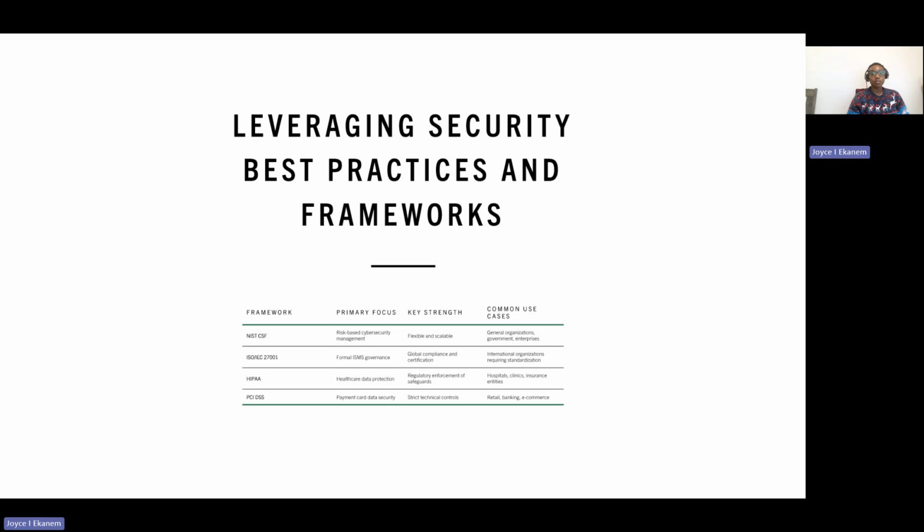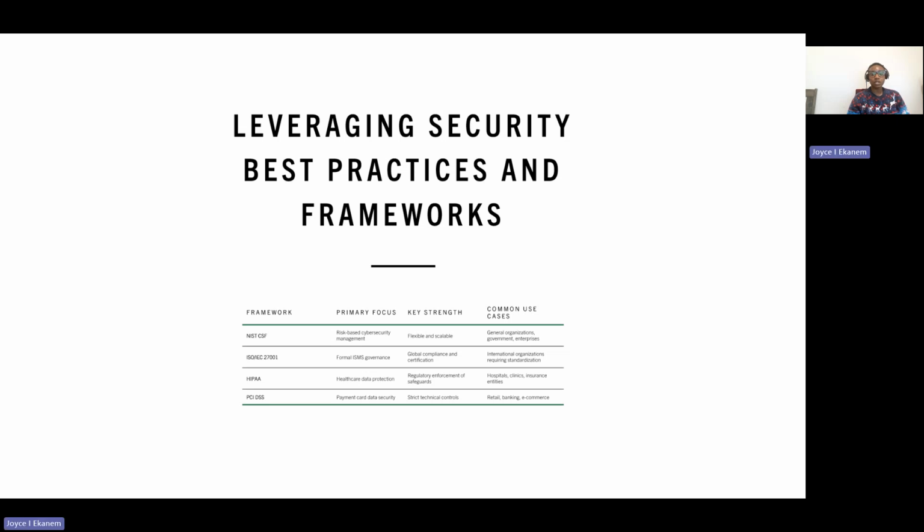Among the most widely adopted frameworks are the NIST Cybersecurity Framework, ISO 27001, and regulatory-specific standards such as HIPAA, GLBA, or PCI DSS. These frameworks outline systematic approaches for identifying security requirements, implementing controls, and assessing ongoing program effectiveness.